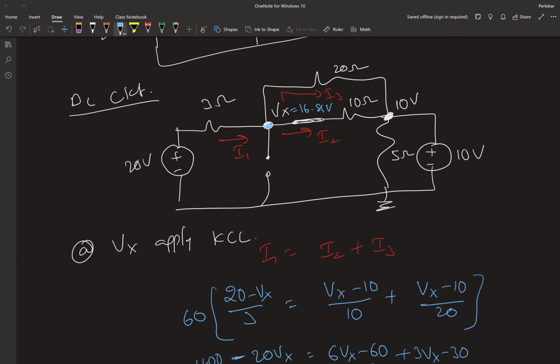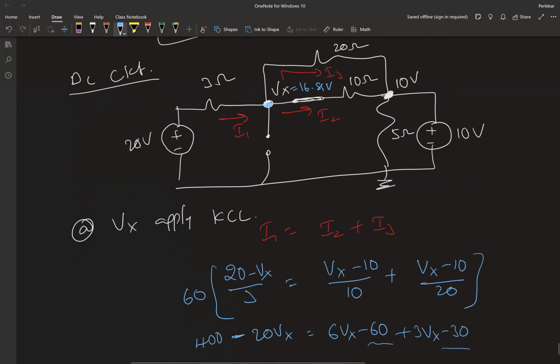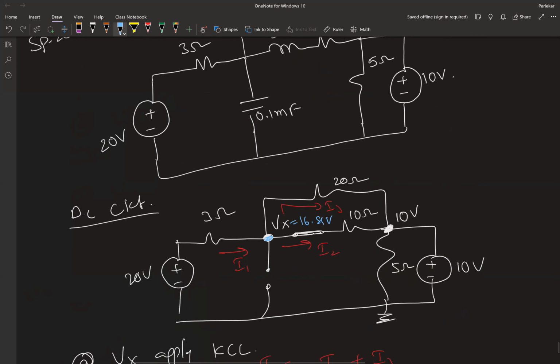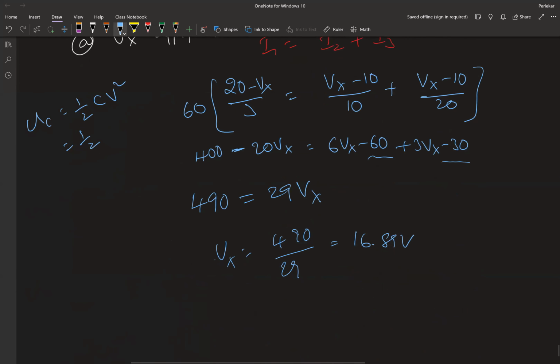Once I find Vx, 16.89 volt, can we find the voltage across the capacitor? The energy stored in the capacitor equals half C V squared. I have half, the C value is 0.1 millifarad, so 0.1 times 10 to the power of minus 3, and V squared is 16.89 squared. That will give us the energy stored in the capacitor, which is 0.014 joules.